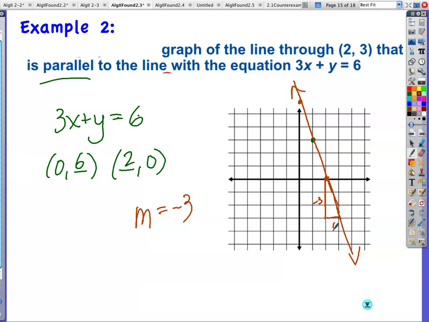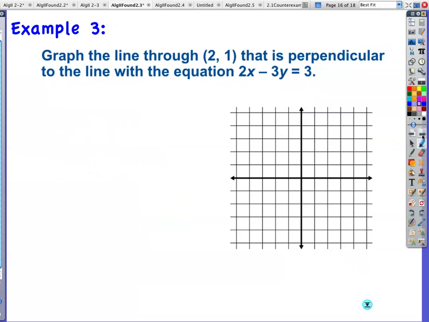So I have a slope of -3, and it says graph the line through 2, 3 that's parallel to this. Well, it's the exact same line in this case. So let me highlight that. Kind of a weird question, isn't it, when they come out that way.